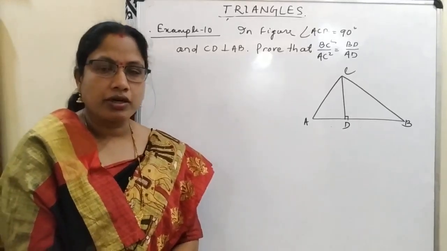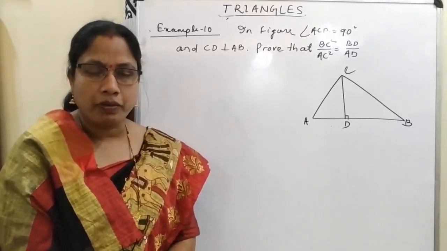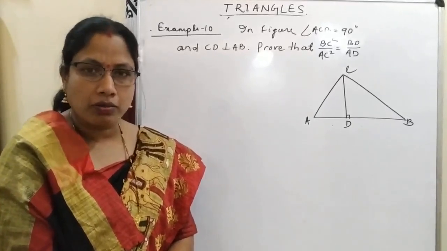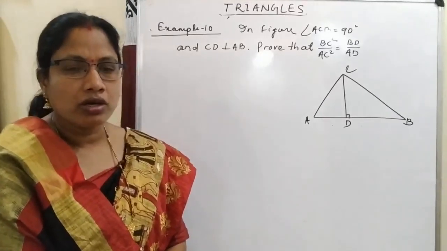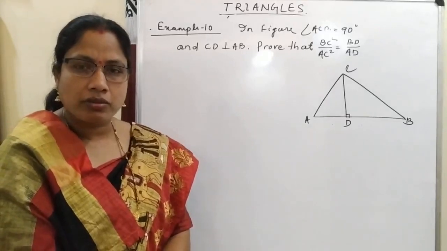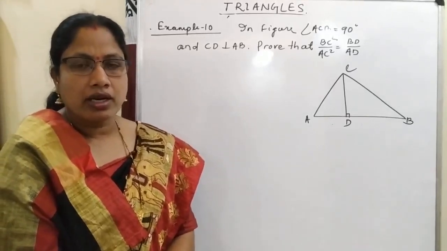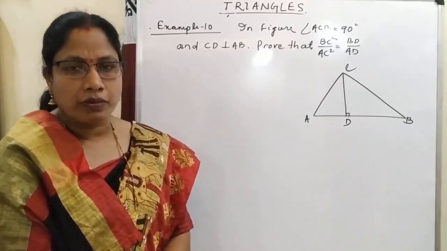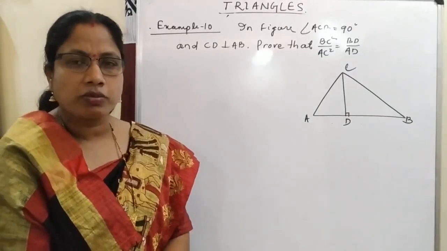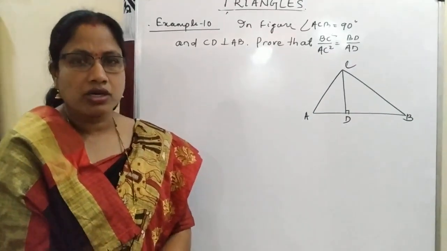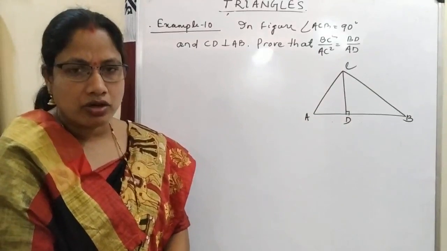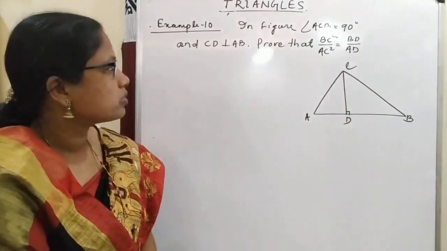Dear students, in our previous class we have proved Pythagoras theorem and the converse of Pythagoras theorem also. So Pythagoras theorem is like this. In a right triangle, the square of the hypotenuse is equal to the sum of the squares of the other two sides. So by using Pythagoras theorem, let us solve some examples.